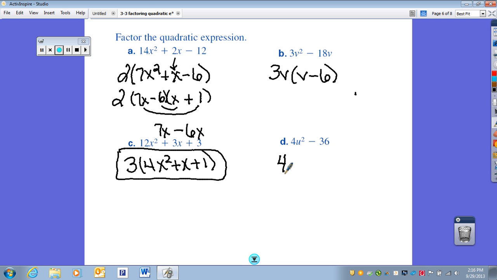Let's take a look at the last example on this page, 4u squared minus 36. They have a 4 in common, so I'm going to divide them both by 4, which gives me u squared minus 9. And I need to continue factoring, and I do recognize that u squared minus 9 is a special pattern called the difference of squares. So u times u is u squared, 3 times 3 is 9, and one of them must be positive and one negative to give me the difference of squares.